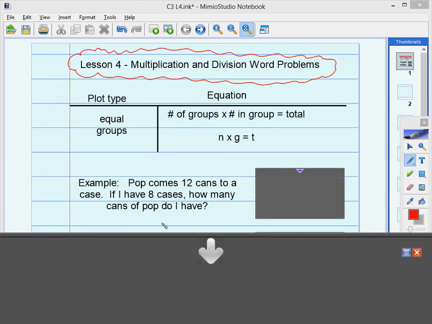Here's an example, and you might want to write this down in your book or in your notebook. If pop comes 12 cans to a case, if you have 8 cases, how many cans of pop do you have? Okay? I want you to pause the video in just a second. You're going to write the equation and solve it. Okay, so pause the video and resume when you have the equation written down in your notes and you have the solution. And then you can press play to resume and check your answer.